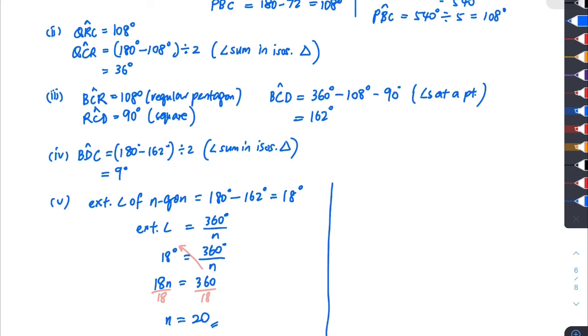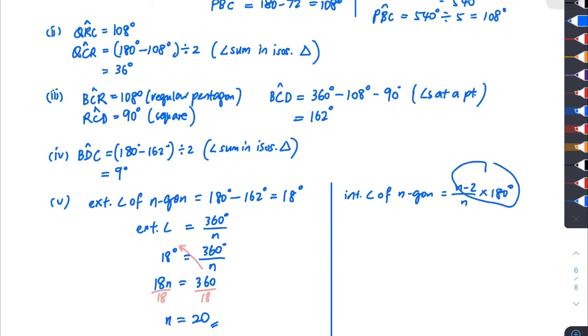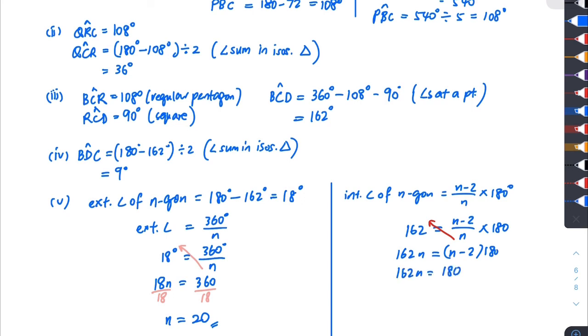If you were to use the interior angle, let me just show you. The interior angle of an n-gon is n minus 2 over n times 180 degrees. It's just the same formula, divide by n, that's all. So I have 162 equals this ungodly thing, and I will need to put it over this side. So I have 162n equals n minus 2 times 180 degrees. So 162n, expand, and I will move the 180 to the other side. So I will have negative 18n equals negative 360. Then I divide both sides by negative 18 to get my 20. That also works, but obviously the exterior angle one is going to be simpler. So up to your flexibility.